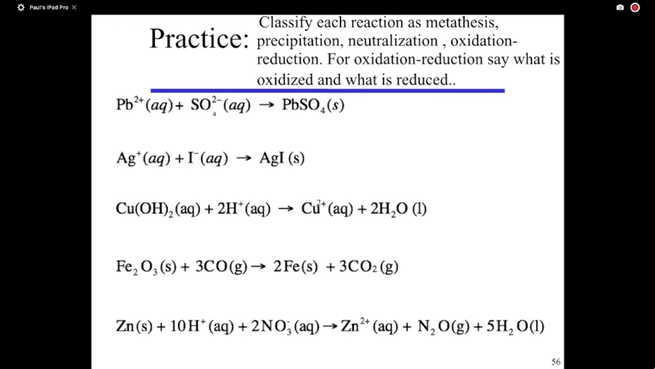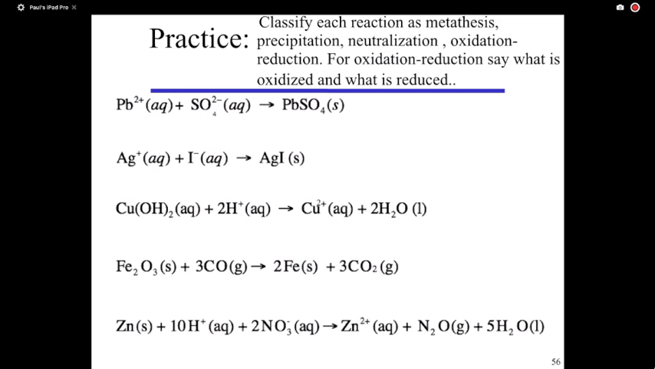And so if we look at a couple reactions, these are net ionic equations or full molecular equations. How will we classify these? Okay. Are they metathesis, precipitation? Are they neutralization? Are they redox? Okay. And so ultimately what we see, the first, when I actually get to lead 2 plus, aqueous, plus sulfate minus 2, aqueous, gives lead 2 sulfate. What kind of reaction is that?